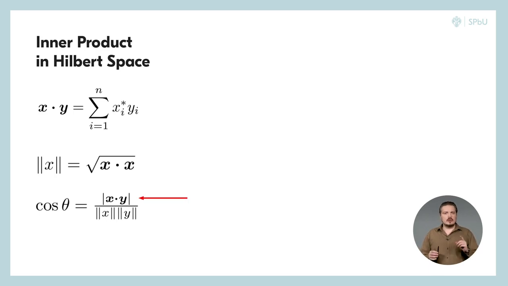One more thing to notice here is this absolute value. In the spaces over the real numbers, the result of the inner product operation is always a real number. But for spaces over the complex numbers, the inner product of two vectors can be a complex number. And for it to be a properly defined cosine of some angle, we decide to take the absolute value of it. The absolute value of a complex number is always real, and thus defines the cosine of some angle.